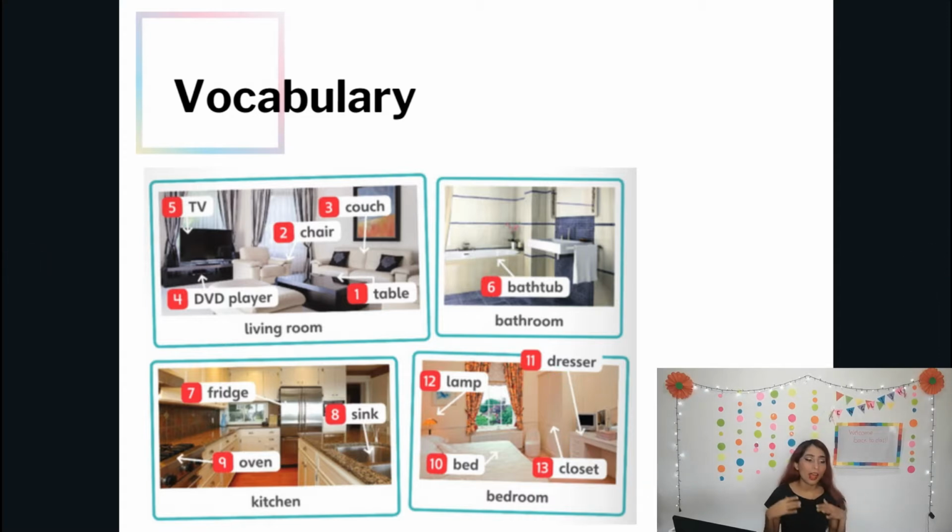Not all the people have a dresser. Not all the houses have the same objects, the same furniture. So maybe you recognize some of these objects, maybe you don't. That's why you need to pay attention to the pictures, because they are always going to help you. And the last one is the lamp. And then we have the closet. Closets. Very good.